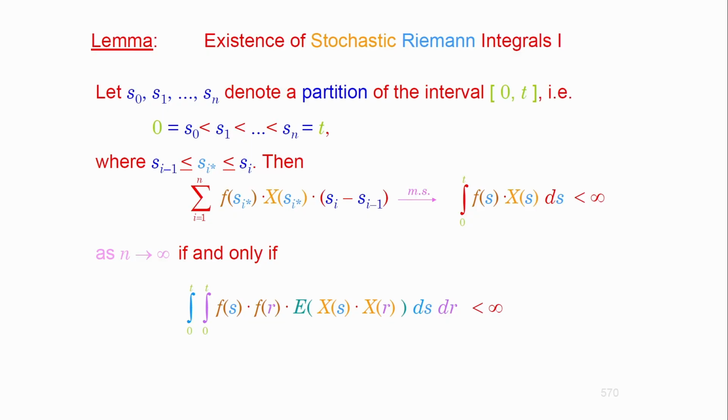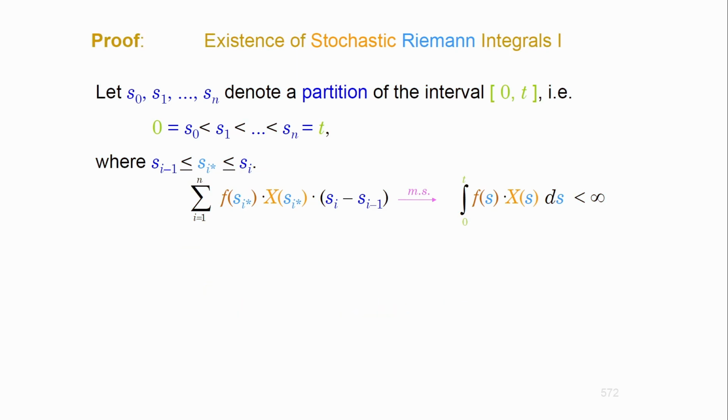Okay, so that needs to be finite. And if it's finite, then the stochastic Riemann integral exists. And if the stochastic Riemann integral exists, then this is going to be finite. So I'm going to prove both directions. Okay, so let's see it. I'm going to show you how this works.